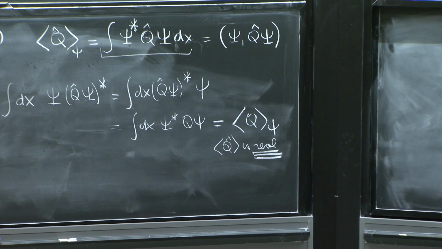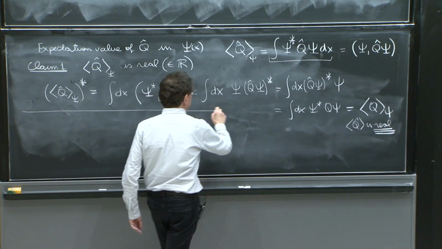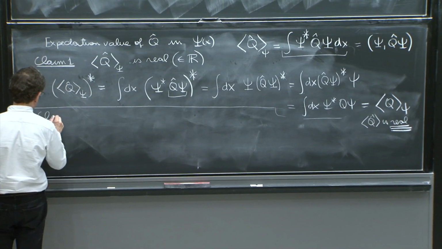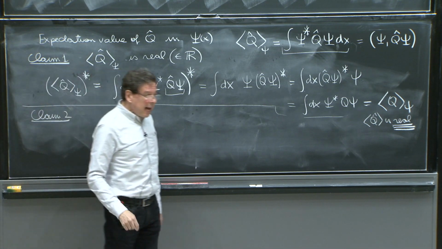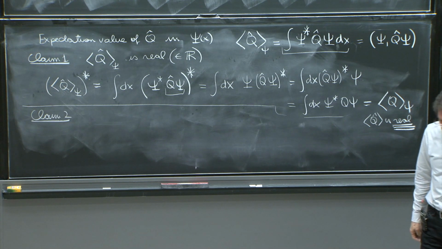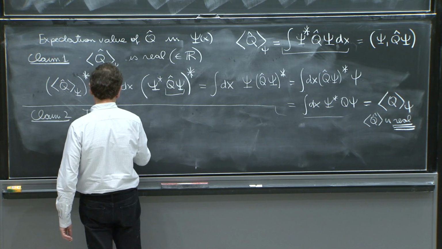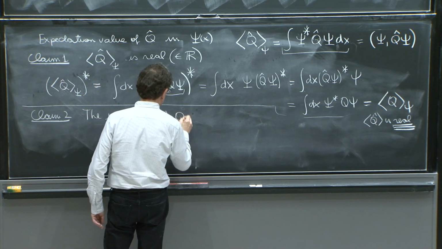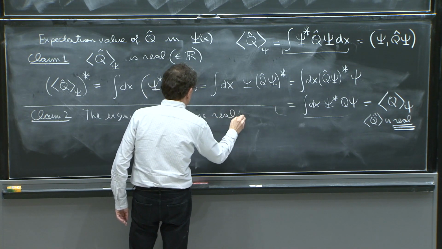So this is our first claim. The second claim that is equally important, claim 2: the eigenvalues of the operator Q are real.